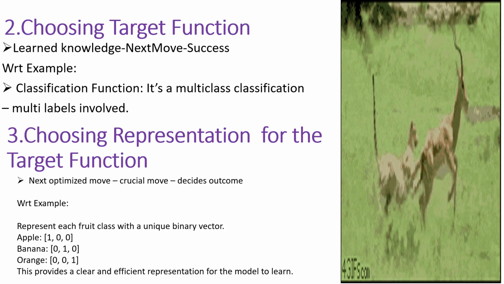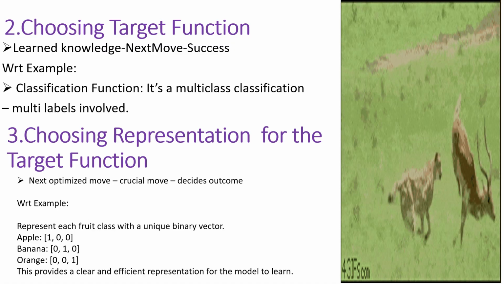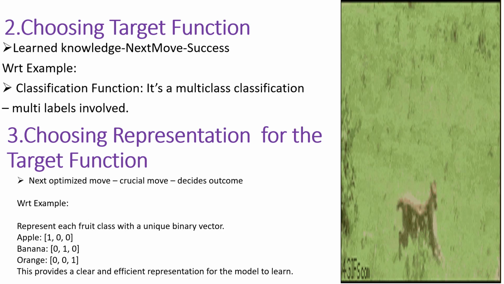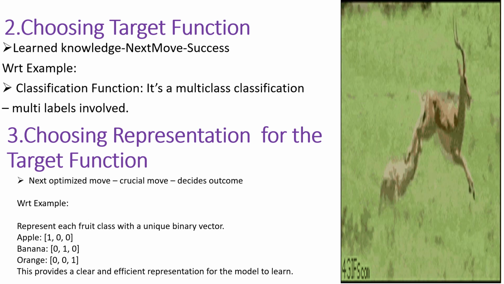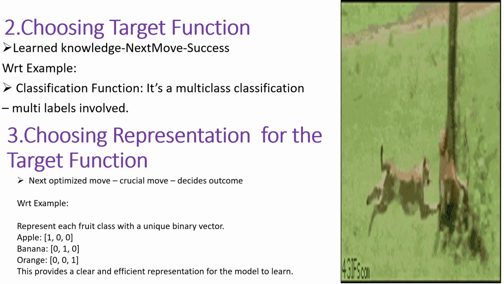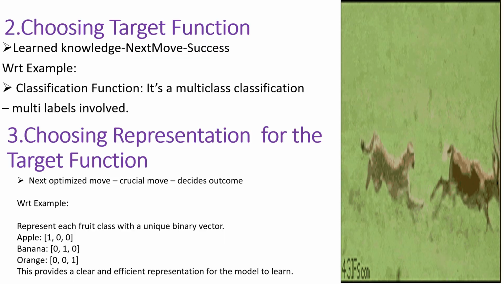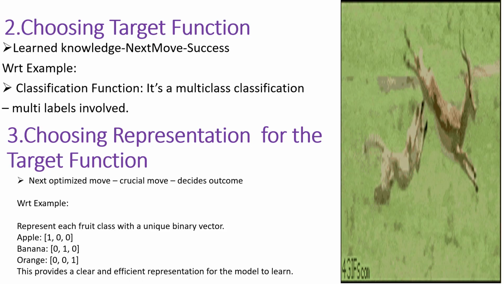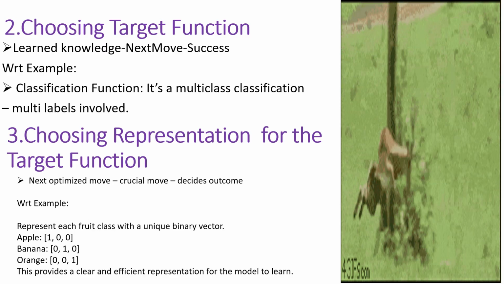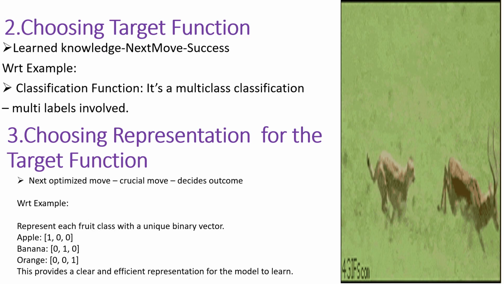And the third step is choosing a representation for the target function. This is the crucial move that should be decided here, which optimizes your move. This decides the outcome, whether the next move you are deciding will give a positive or negative result, or whether it is correctly classified or wrongly classified. That will rely only on the next optimized move, that is the crucial move.